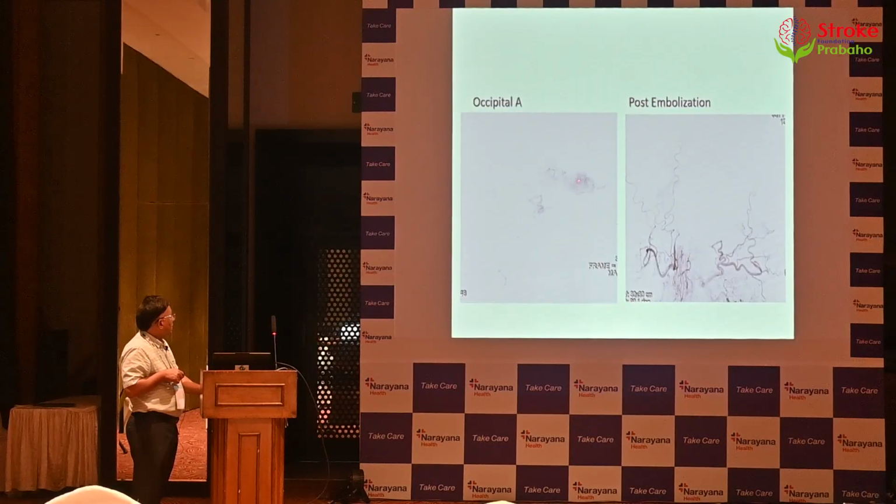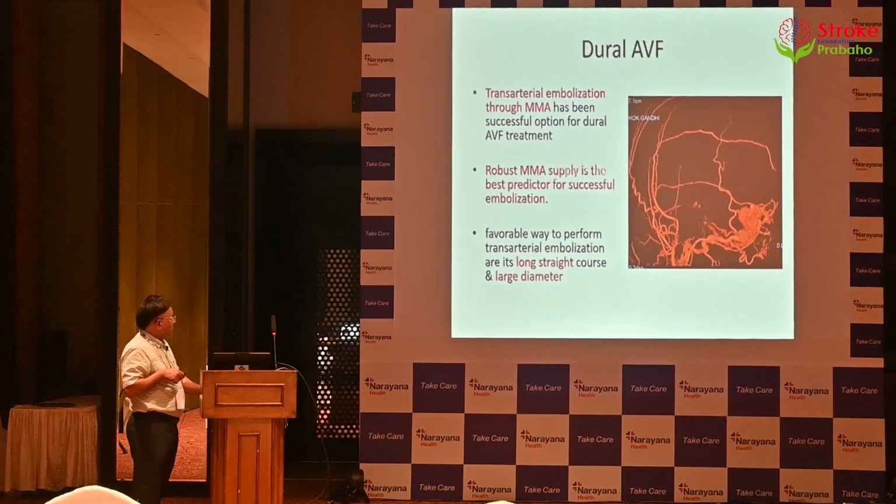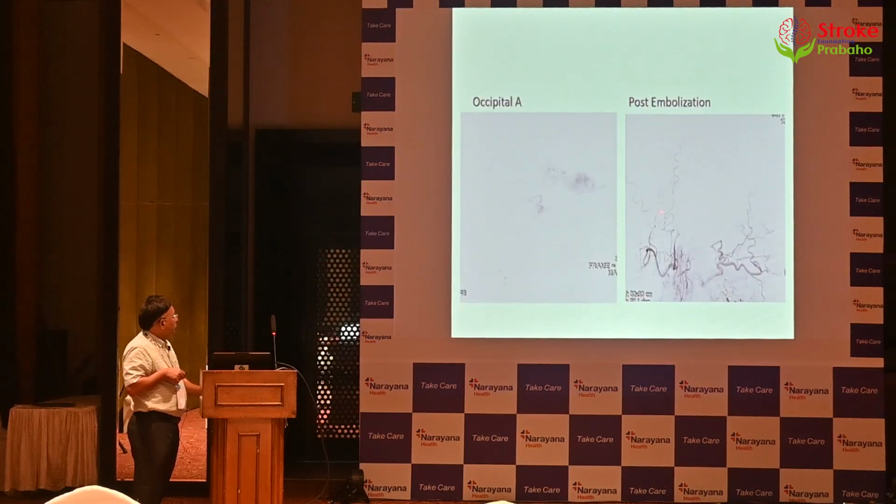So this is pre. This is from the occipital artery. We went to the occipital artery again for the embolization. So this is post embolization. The tumor blush has significantly reduced.